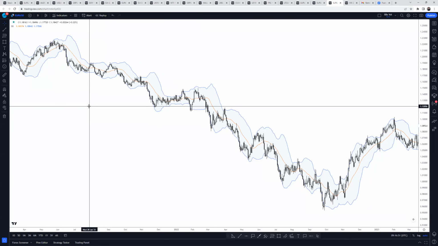So that's the main point here. Are there any questions regarding this? It's pretty self-explanatory. Again, identify the trend, and then look for potential opportunities within the trend at the respective Bollinger Bands, the extremes. So again, here, a long opportunity.